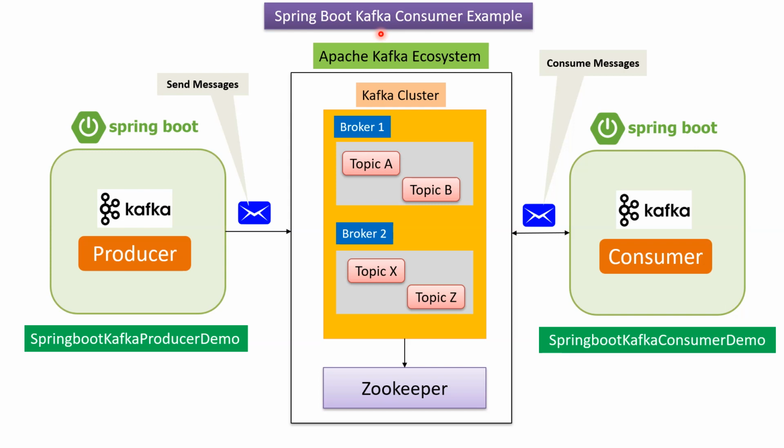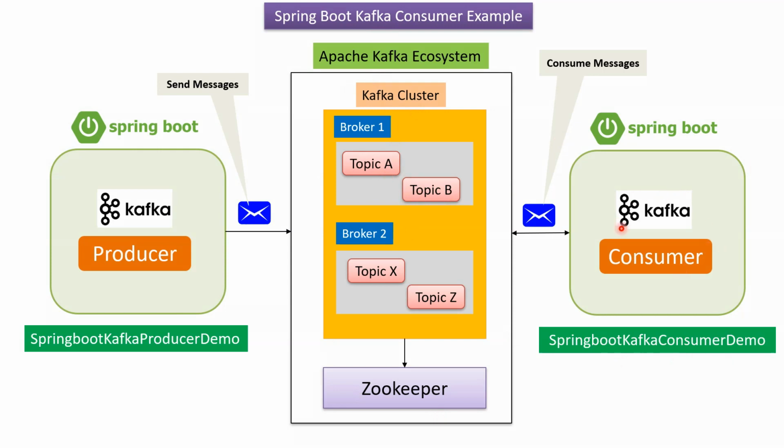In this video tutorial I will explain a Spring Boot Kafka consumer example. Here you can see the Apache Kafka ecosystem. Here you can see the Kafka cluster. It has brokers, and a broker has topics, and on the right side you can see the Spring Boot application. The Spring Boot application name is Spring Boot Kafka Consumer Demo.